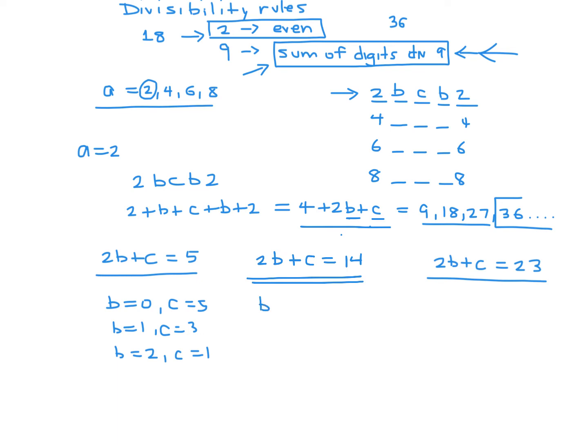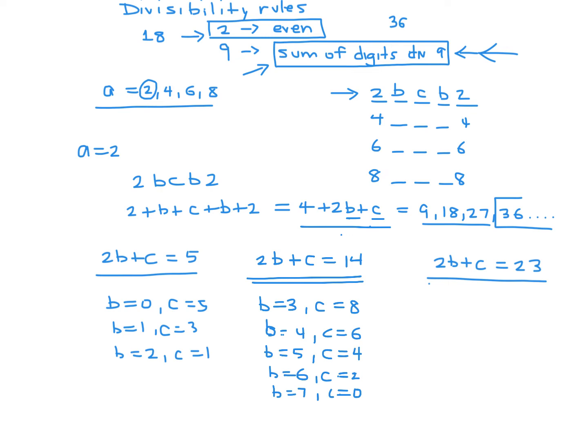you will find that you won't be able to get a single digit for C if B is 1 or 2, but you will when B is 3. C becomes 8, I believe. And then similarly, when B is 4, C becomes 6. And so on. You'll be able to get these pretty quickly. When B is 5, C is 4. When B is 6, C is 2. And when B is 7, C is 0.